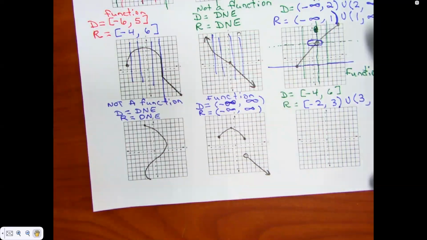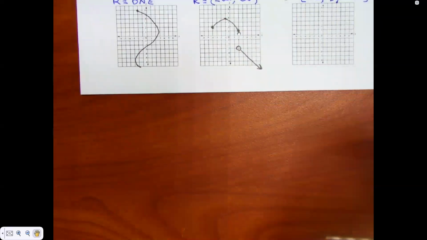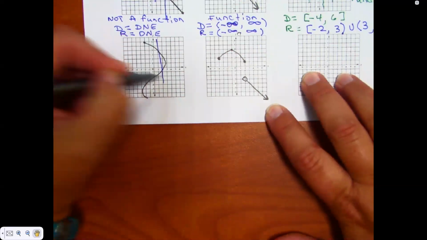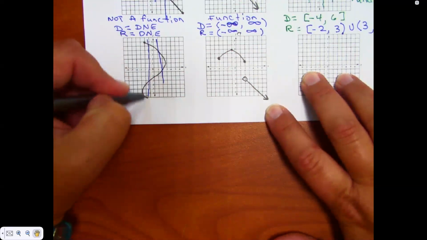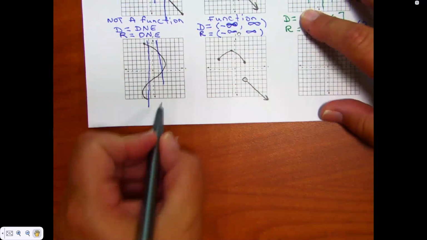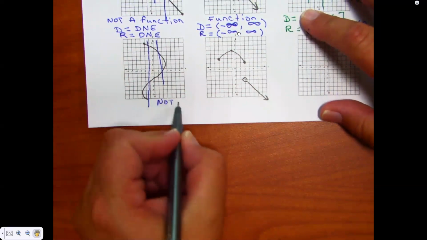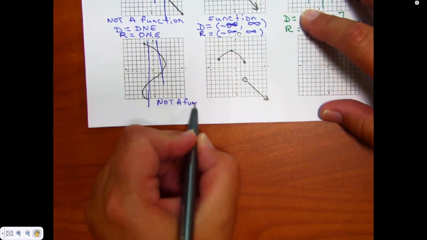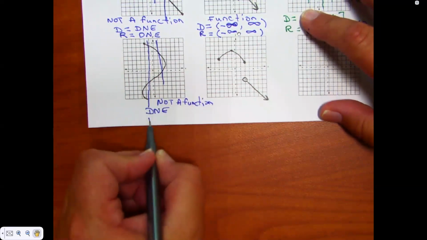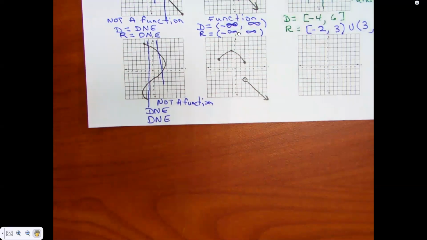All right, how about the next one? Is it a function? Nope, I can draw this, right? I can, even here it touches it 3 times, but it's not a function. So remember, just click "not a function." And then remember DNE for domain and range.